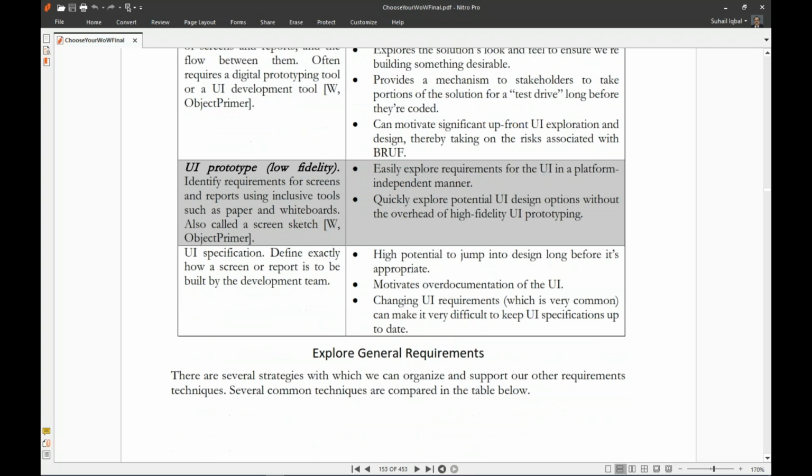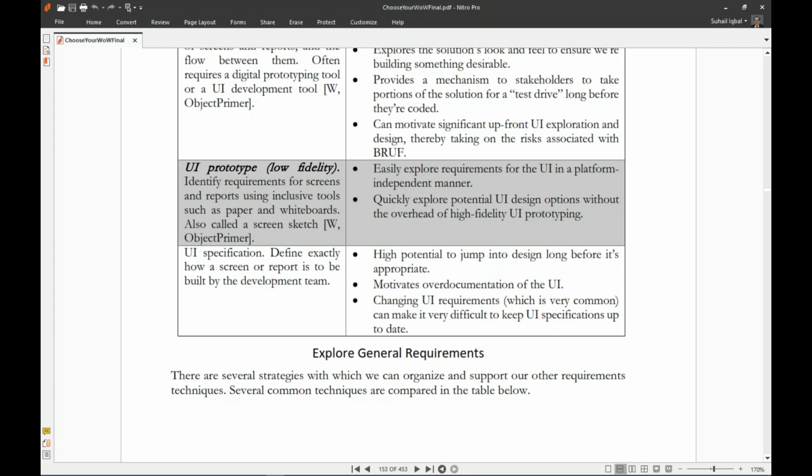Next is UI prototype, low fidelity. Identify requirements for screens and reports using inclusive tools such as paper and whiteboard, also called a screen sketch. Easily explore requirements for the UI in a platform independent manner. Quickly explore potential UI design options without the overhead of high fidelity UI prototyping.